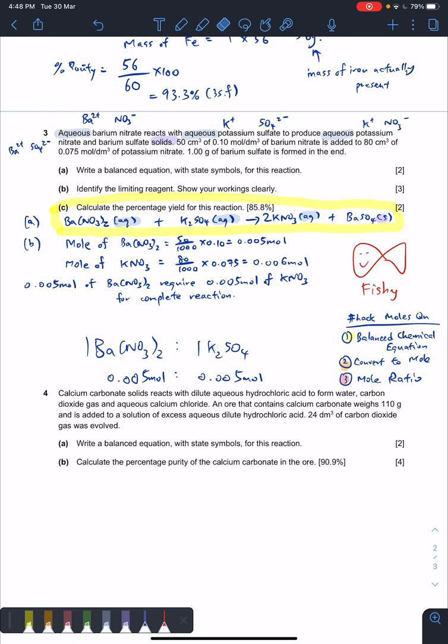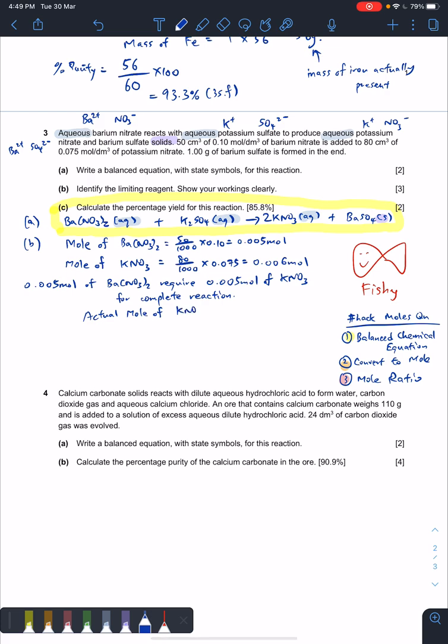But the actual mole of my K2SO4 is 0.006 mole. So this is actually more than needed. So with this, you know which is limited. So therefore, your barium nitrate is the limiting reagent or limiting reactant. Yay! Then you can go on to the next part to calculate the yield.